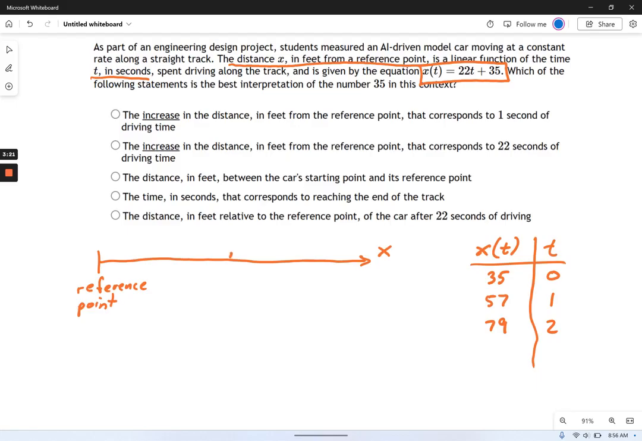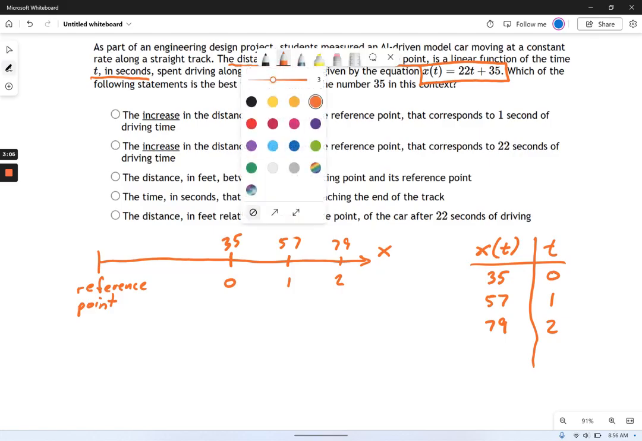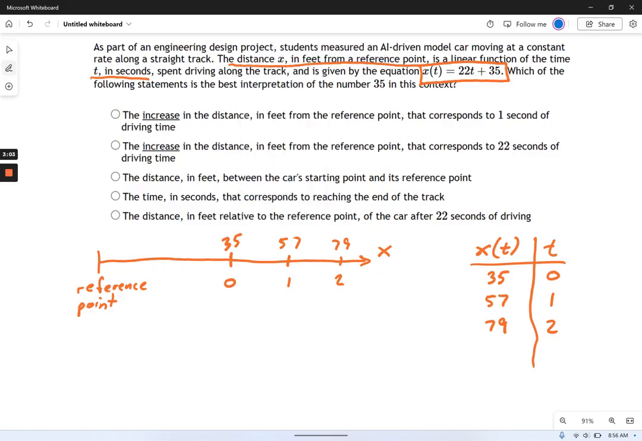And maybe we'll label this. Okay, I'm going to put 35 right there and 0 down here. And then 57 and 1 and 79 and 2. You can see this car just sort of moving along this track. And now we have to interpret. Here's where the question asks us to think about something. Okay, it wants us to interpret the number 35 in the context of what I just explained.